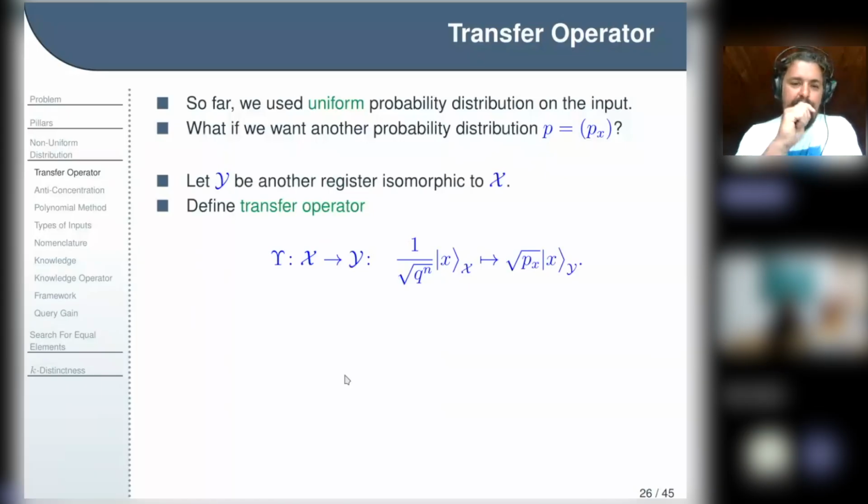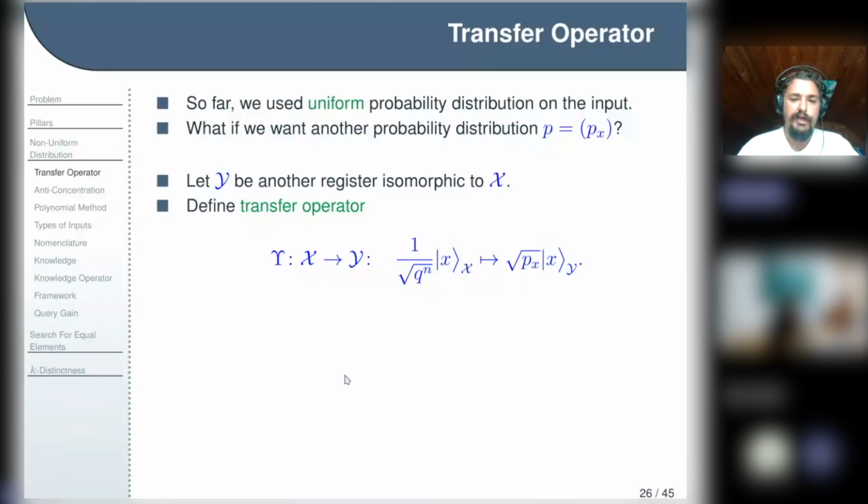To keep track between uniform and non-uniform things, I will introduce another register Y, which for now will be isomorphic to X, but will just indicate that I'm talking about non-uniform distributions. And I define a very simple transfer operation, which goes from X to Y, from uniform to non-uniform.